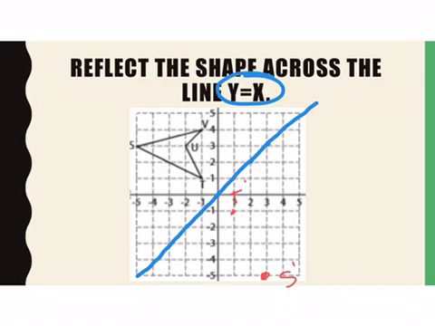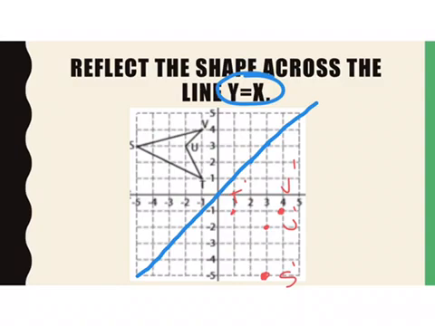Now let's try U. Diagonally, U is 1, 2, and a half. There's my half, there's my 1, there's my 2. That's where my point will go. And that will be my U prime. Same thing for V, 1, 2, and a half. There's my half, there's my 1, there's my 2. So, V prime.